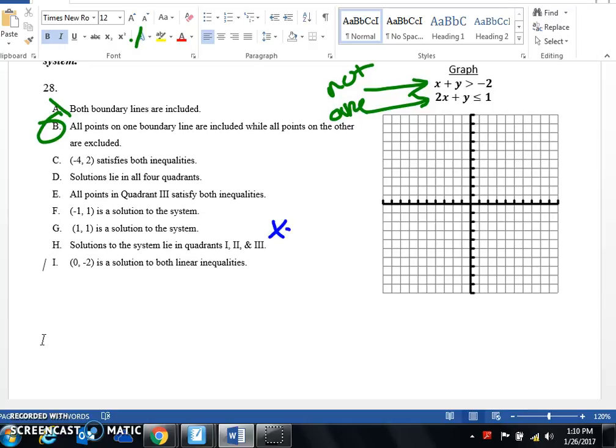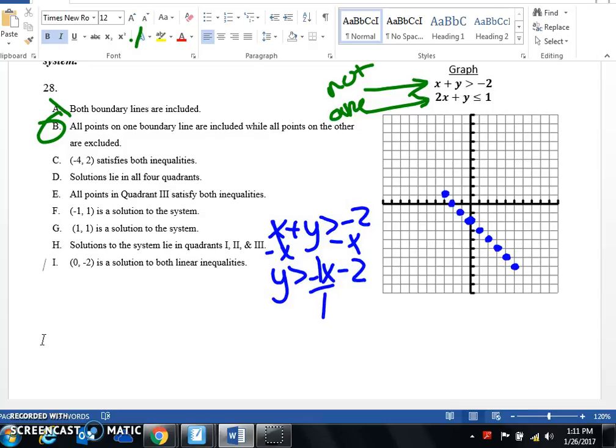All right, so let's actually go ahead and graph them. For the top one, we need to subtract x over. So my y-intercept's -2. My slope is -1 over 1. So drop down 1 over 1, drop down. It didn't have that equal, so it's dashed. We're going to test point 0, 0, which is here. That is true. So we want to include it.